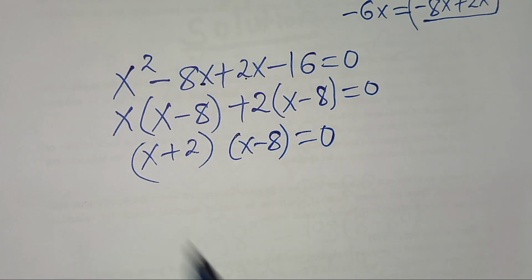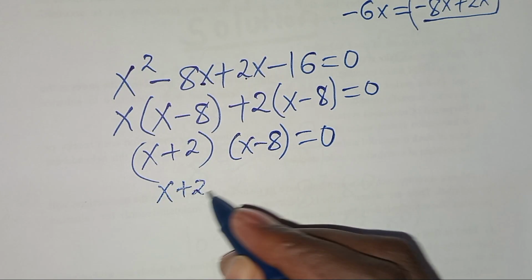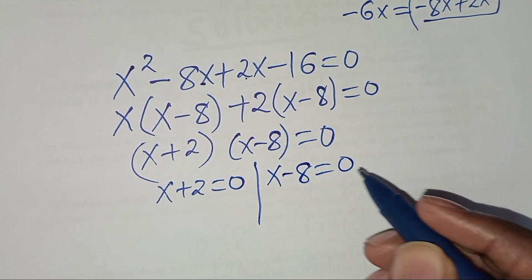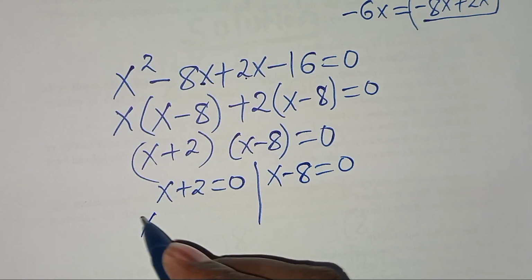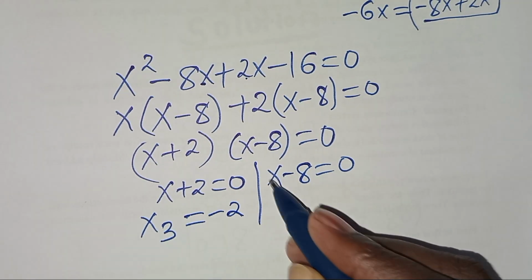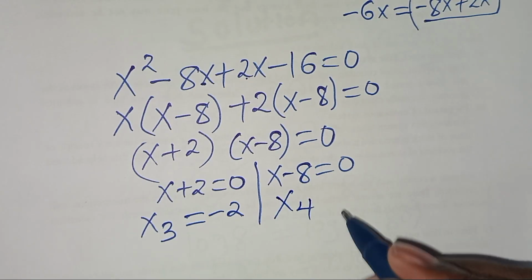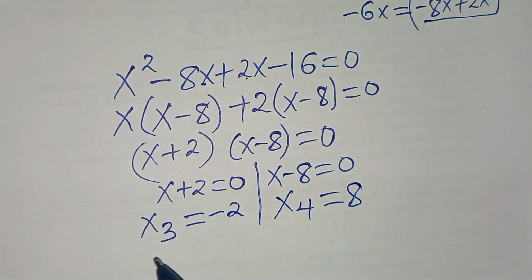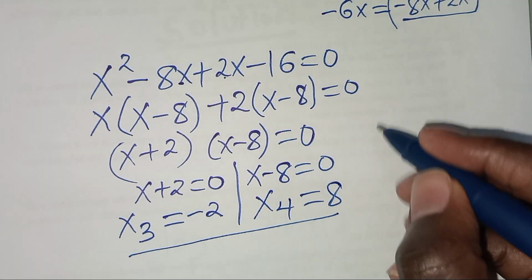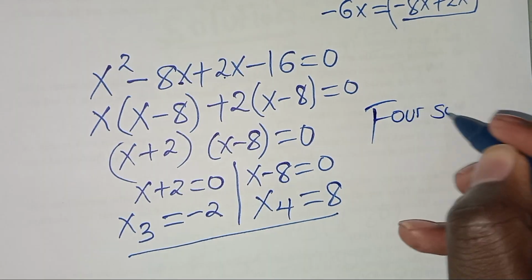So here we have two possible values. We have x plus 2 equal to 0, and we have x subtract 8 equal to 0. So that means that x3 is equal to negative 2, and in this case x4 is equal to 8. So that means that our algebra problem has 4 solutions.